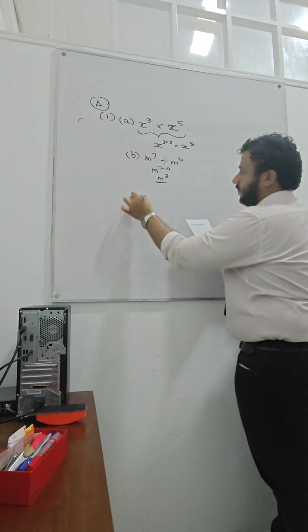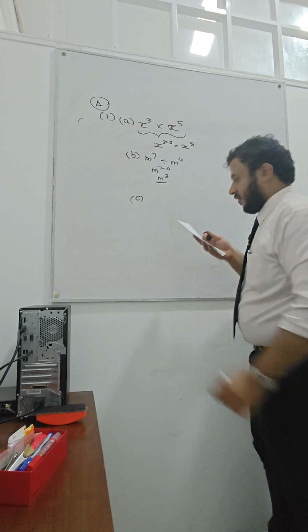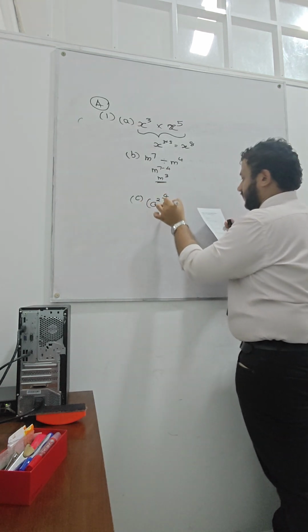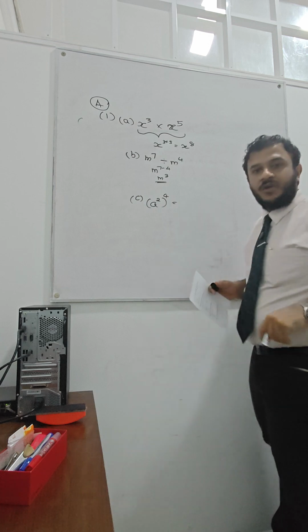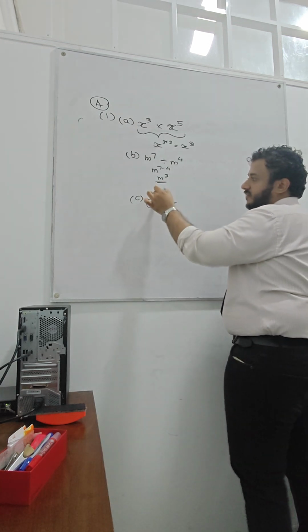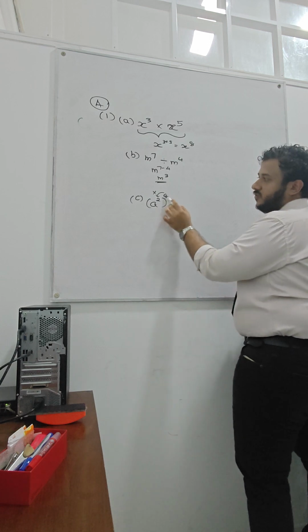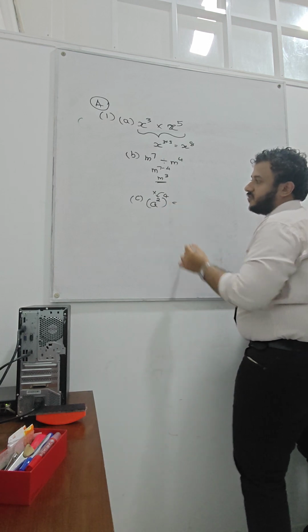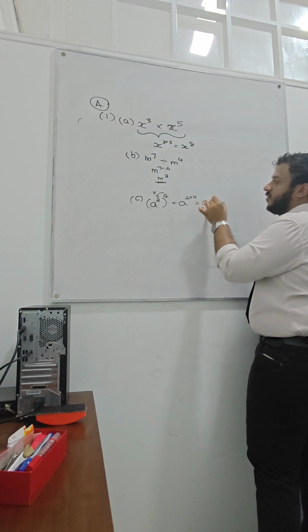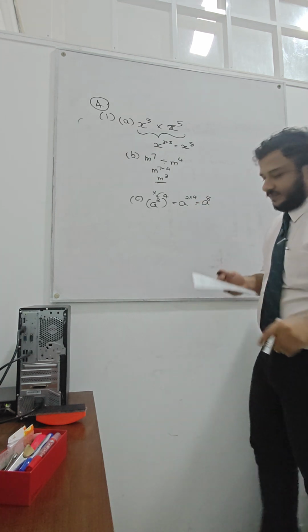And then, when we have a to the power of 2, all to the power of 4, what do we call this? We call it a power of a power. Power of a power, we multiply the powers. So 4 times 2, that's going to be how much? A to the power of 4 times 2, that's a to the power of 8.